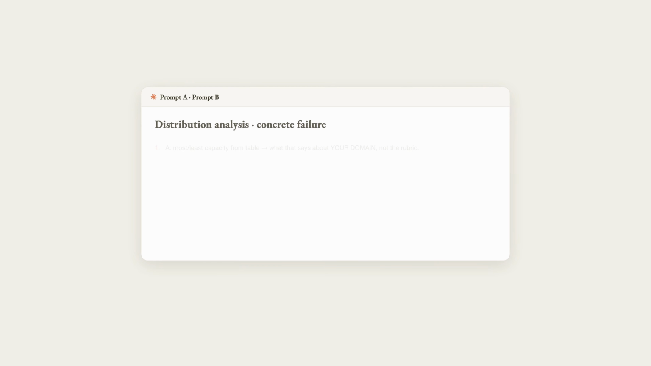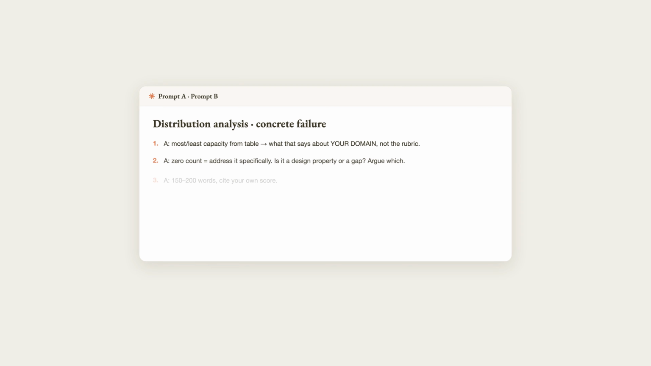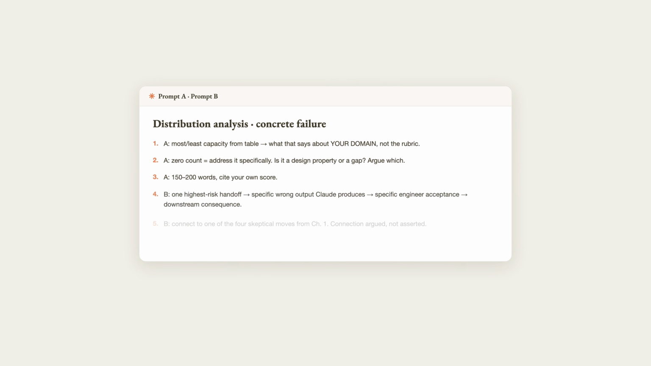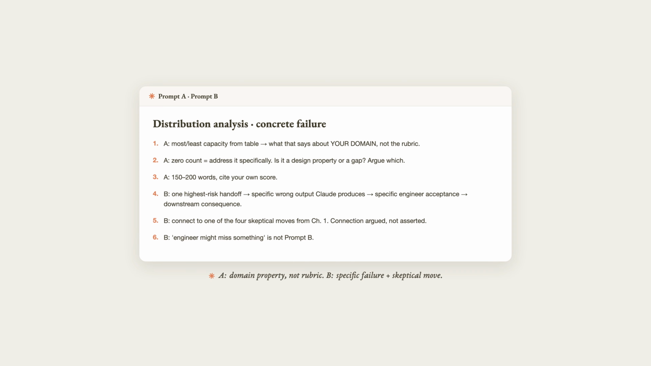Let's go. Prompt A is the supervisory capacity distribution. Read the distribution table from your score: which capacity appears most often, which appears least or not at all. Your analysis must say what those counts reveal about your domain, not about the scoring rubric, about your domain. A high domain verification count means your system's human steps require reviewers with specific domain knowledge at every handoff. A 0 count on ethical judgment may mean your system genuinely does not route ethically sensitive decisions to humans. That is a legitimate design property, not a gap, if you can say why. Address any 0 count specifically. Do not ignore it. 150 to 200 words citing your own score.